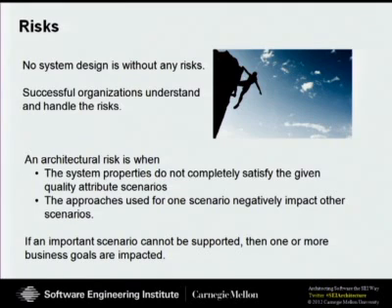Successful organizations know the risks and they're able to deal with them. Unsuccessful organizations don't know the risks, they're always surprised. Something happens. Damn, how did that happen? That's the difference between success and lack of success.